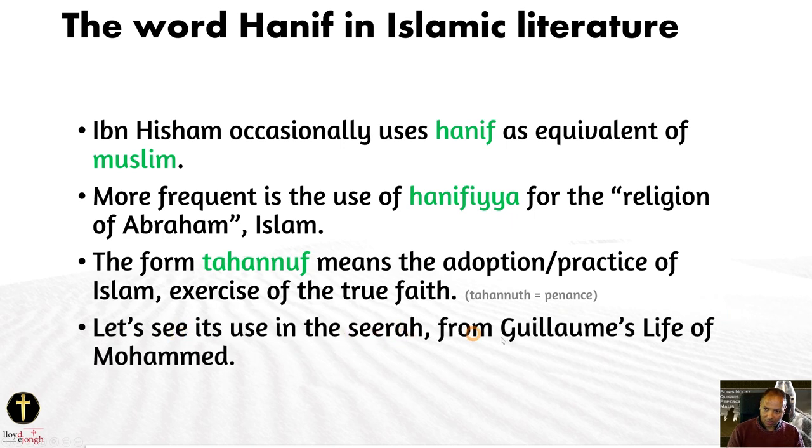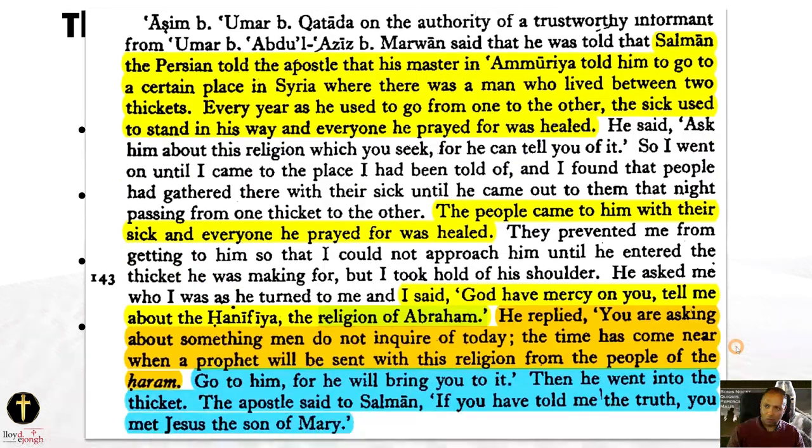So let's see its use in the Sira, from Guillaume's Life of Muhammad. Salman the Persian told the apostle that his master in Amuria told him to go to a certain place in Syria where there was a man who lived between two thickets. Every year, as he used to go from one to the other, the sick used to stand in his way and everyone he prayed for was healed. That's a very Christian idea of the miracles, right? Miracle working healer. The people came to him with their sick and everyone he prayed for was healed. And I said, Allah have mercy on you. Tell me about the Hanafiya, the religion of Abraham.